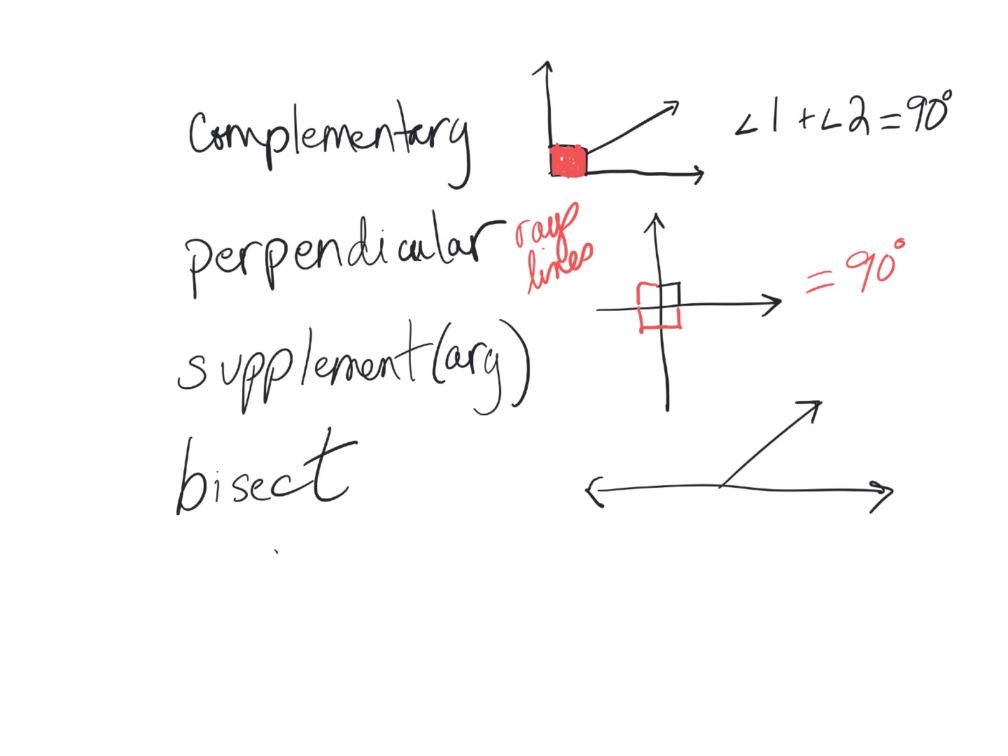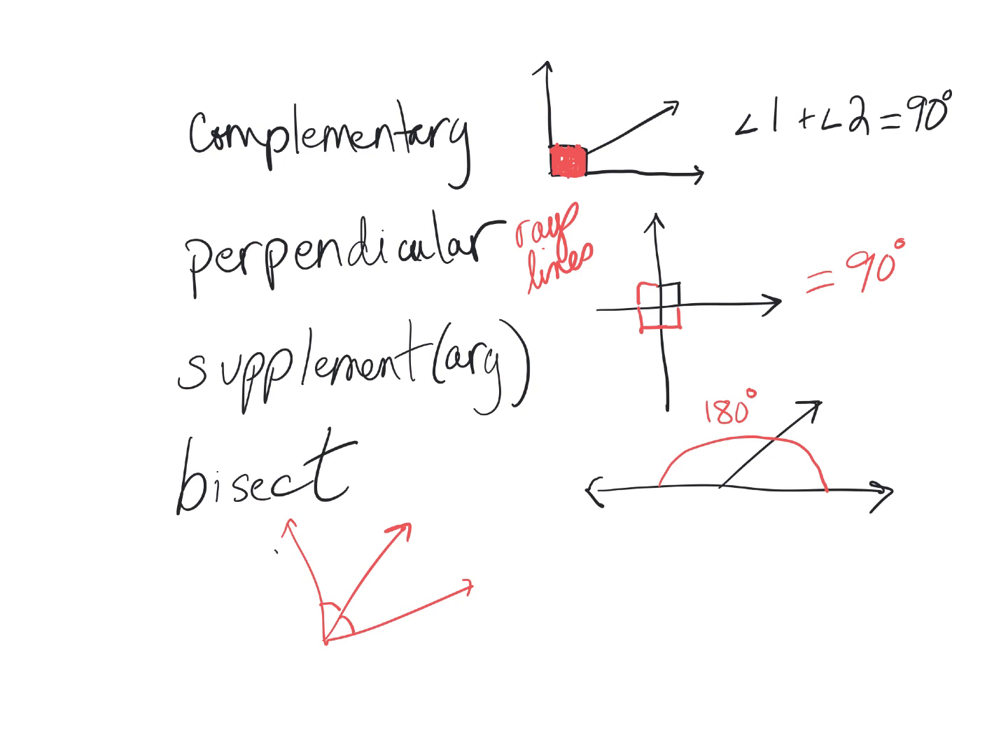Now supplement or supplementary, okay, those two angles form a straight angle or a straight line, and those add to 180 degrees. And then lastly, bisect. Okay, bisect means to cut in half. And when we cut any angle in half, we create two smaller congruent angles.